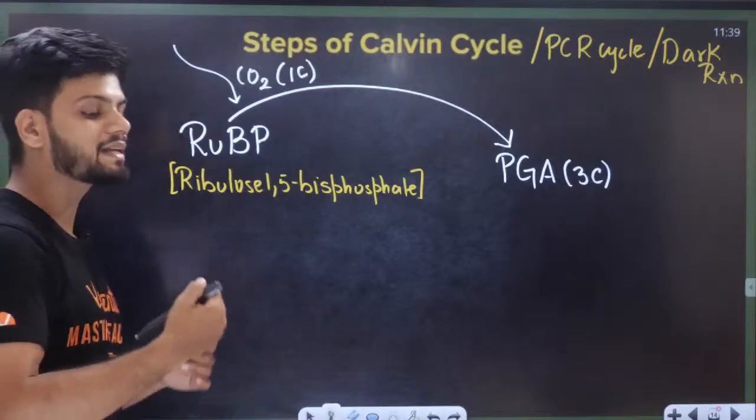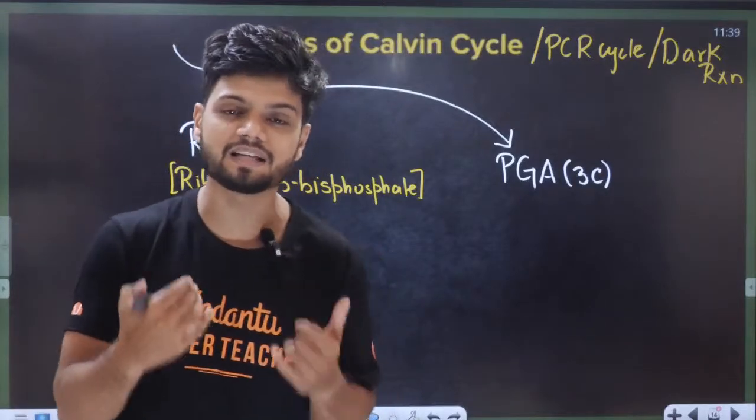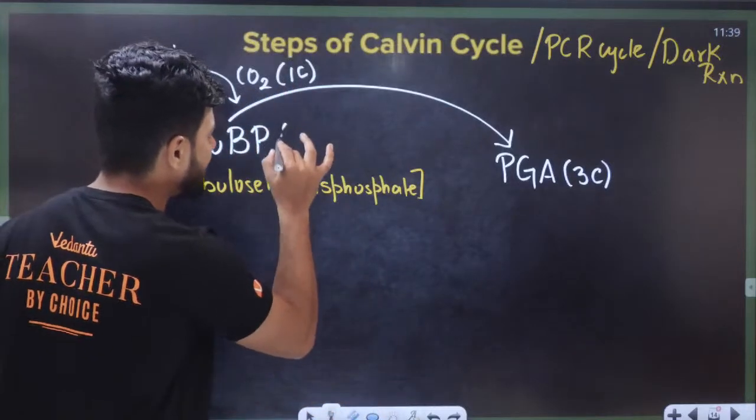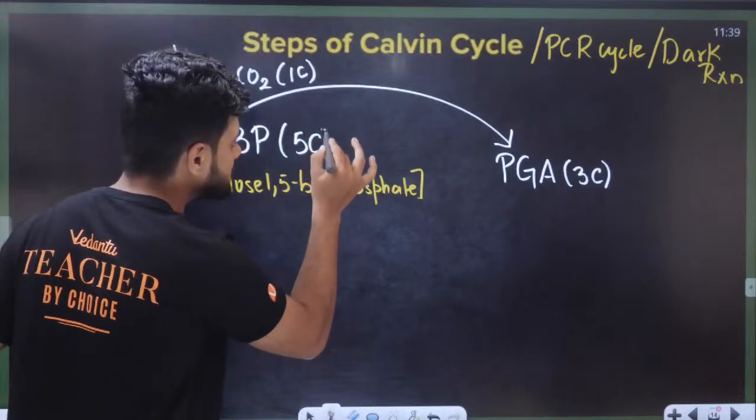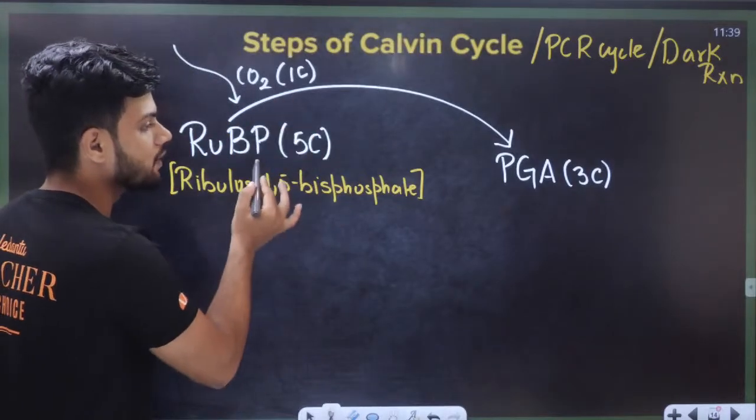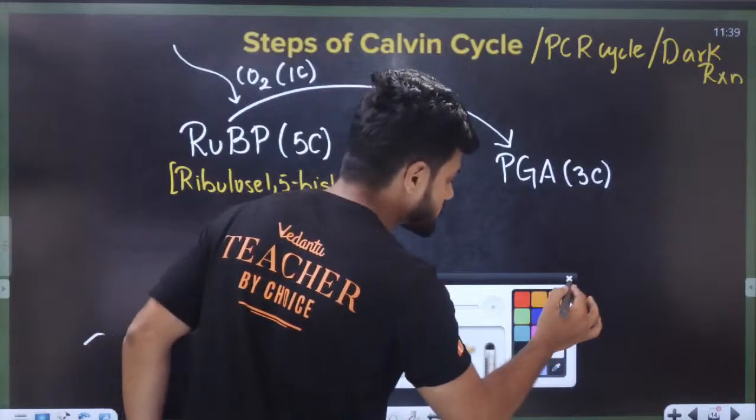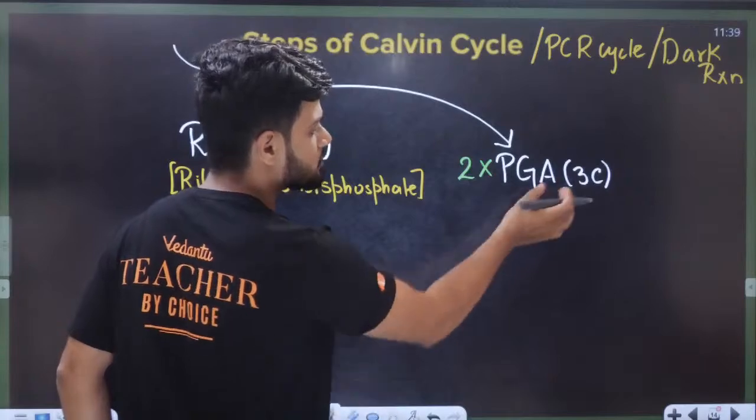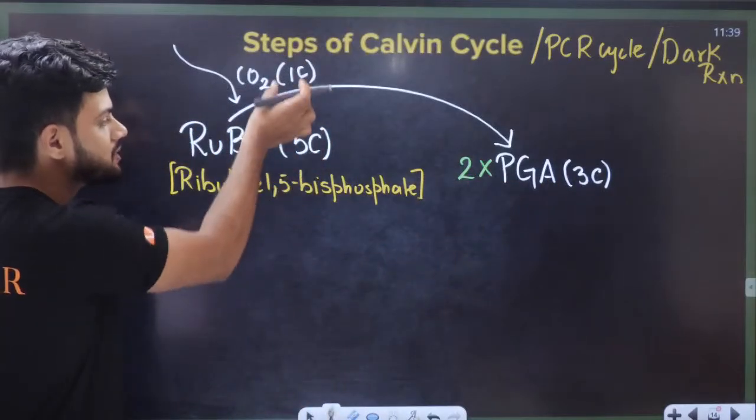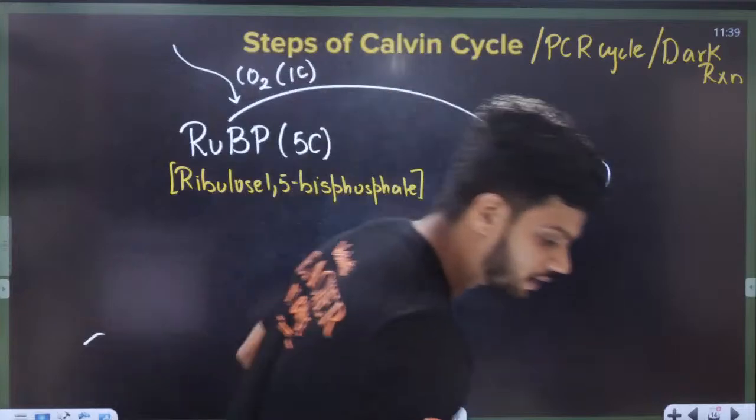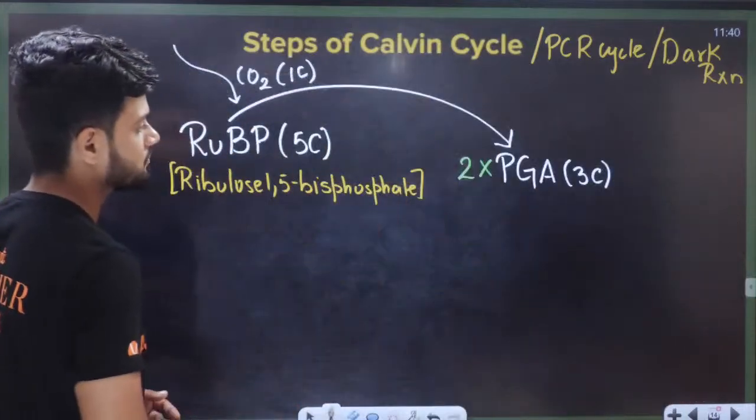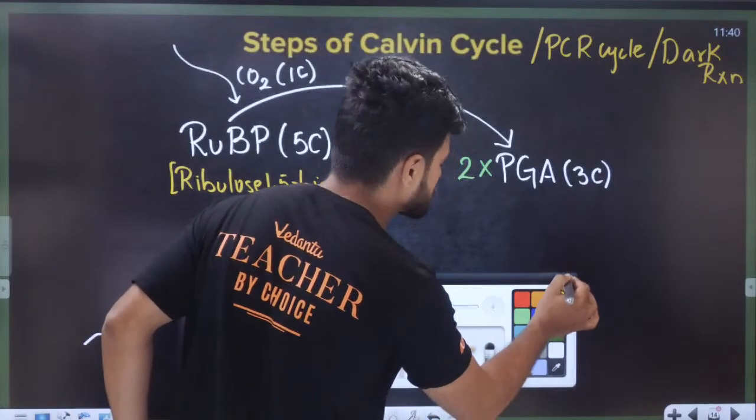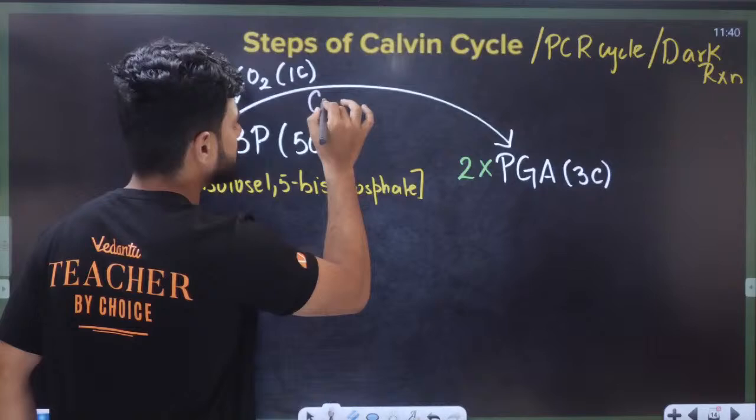But after extensive research, after many failed attempts, they got to know that this RuBP is actually 5 carbon. 5 plus 1 is going to be 6, that is 2 times 3 carbon. So 6 carbon atoms here, 6 carbon atoms here. Everything is balanced. Makes sense now? This first step is called carboxylation.